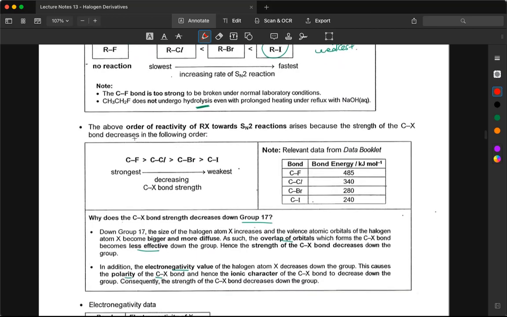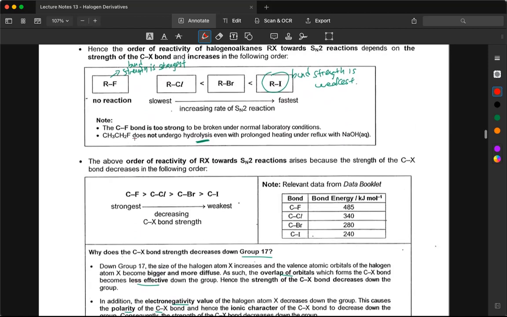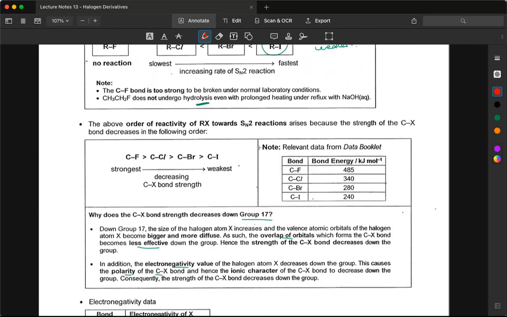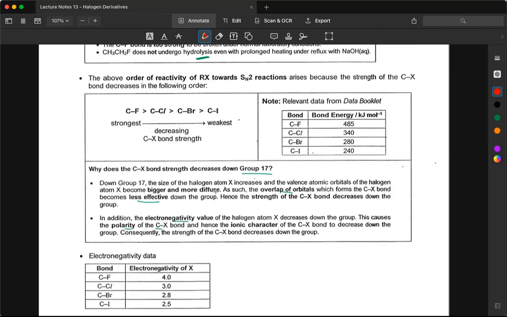The above order of reactivity of RX towards SN2 reactions arises because the strength of the C-X bond decreases, as mentioned. Okay, so this is the relevant data quoted from the data booklet for the various carbon-halogen bonds. Why does the bond strength decrease down group 17?